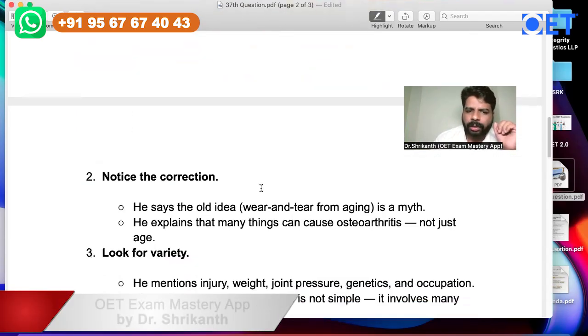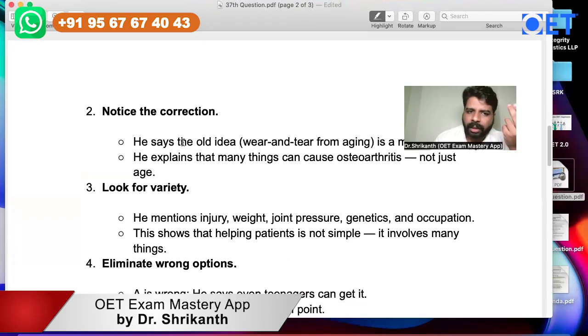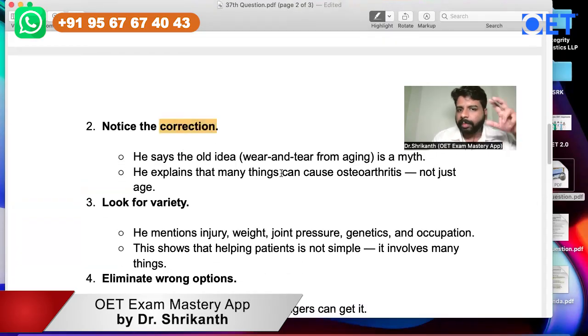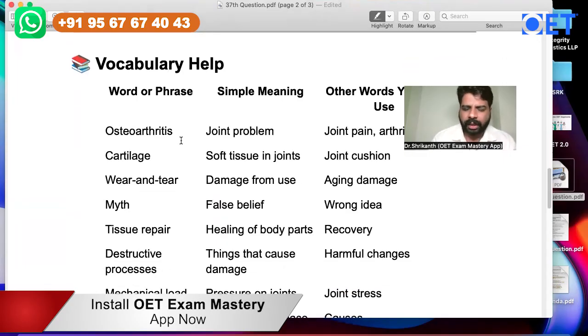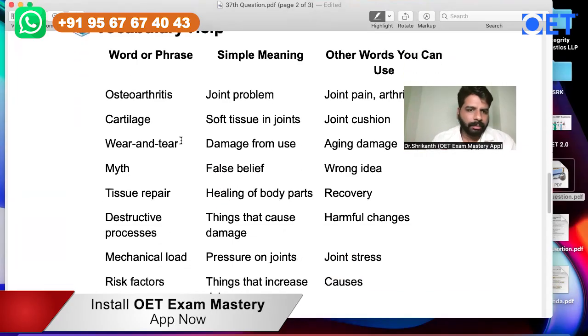Okay, so this and all I'll be sending you later on. Notice the correction. That is, he's correcting the belief, right? So people used to believe the old idea, wear and tear from aging, but he's explaining that is not the case. Okay, and then I have developed a vocabulary sheet as well.